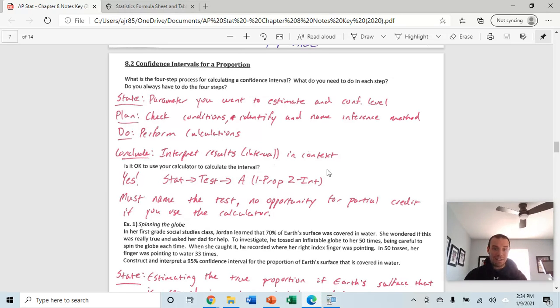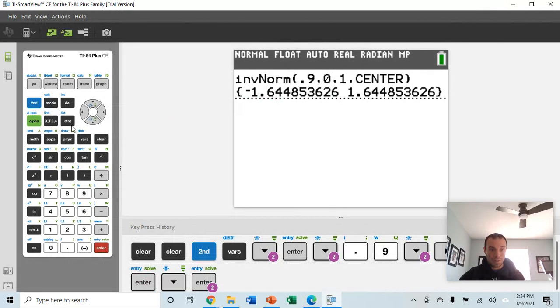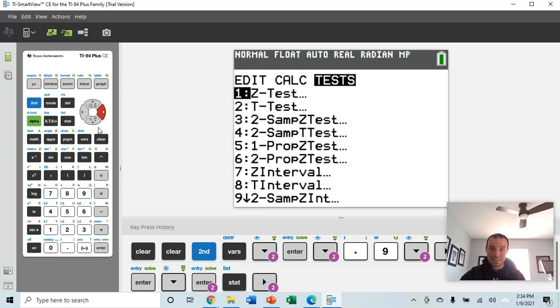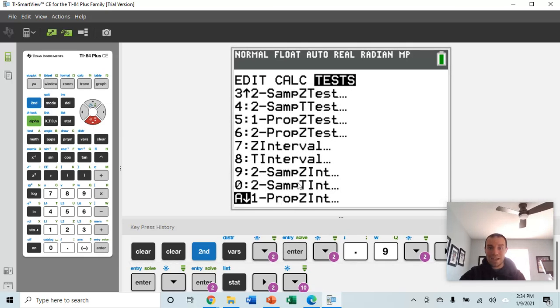Can you use the calculator? You absolutely can use the calculator to do these. It will do all the hard work for you, all the calculations. If you go to stat and over to tests, there's lots of different tests. From now until the end of the year, this is what we're doing. You are doing in this particular section a one prop z interval, a one proportion z interval, or a z interval for a one sample proportion.